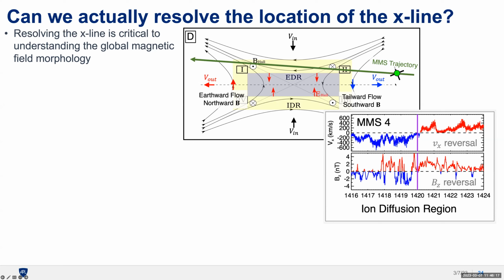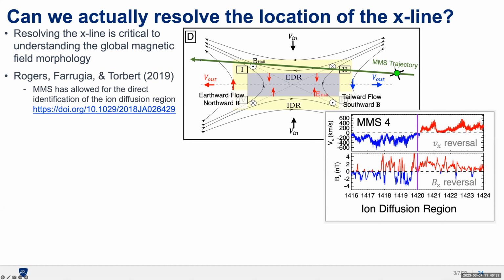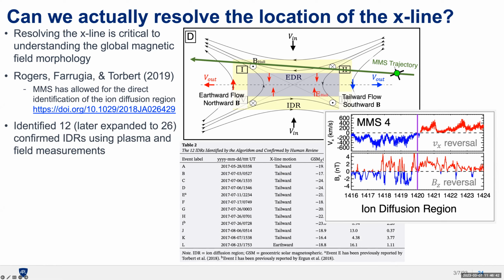So these ions were moving tailward, and then they're moving earthward. And correlated with that is a reversal in the magnetic field, the BZ component of the magnetic field. So this is how we know when MMS flies through one of these regions. So Rogers et al. used this kind of correlated reversals and did a survey of the MMS data and found 12, which they later expanded to 26 ion diffusion regions that were directly observed by MMS.